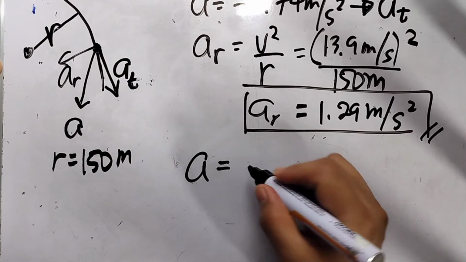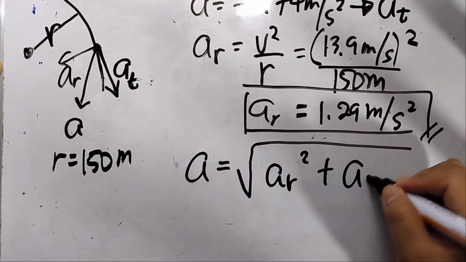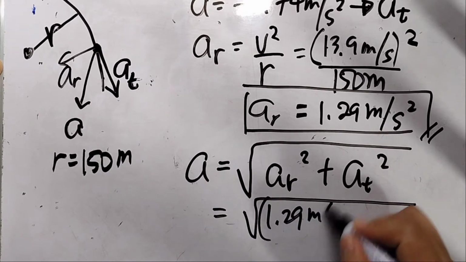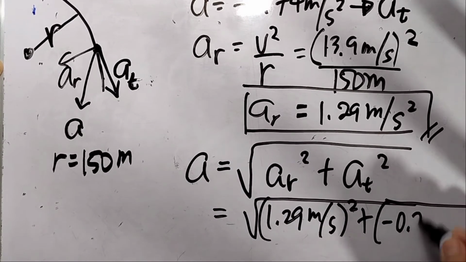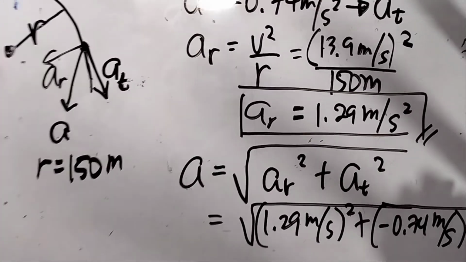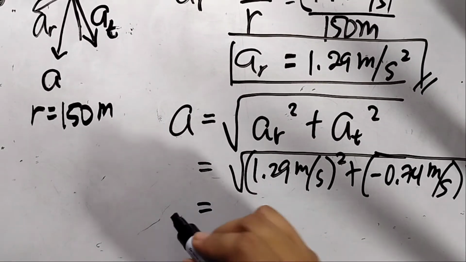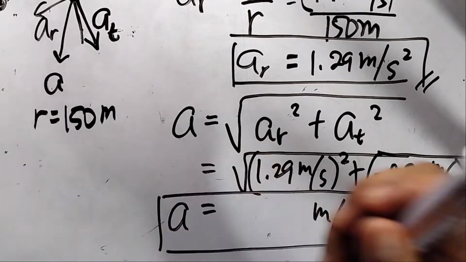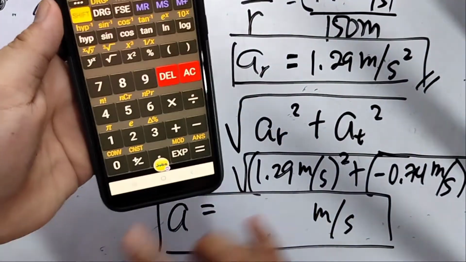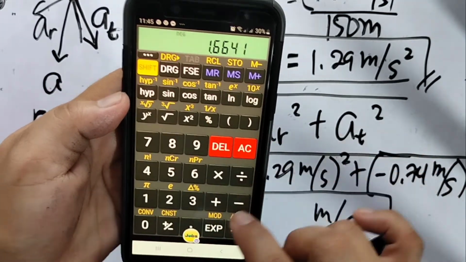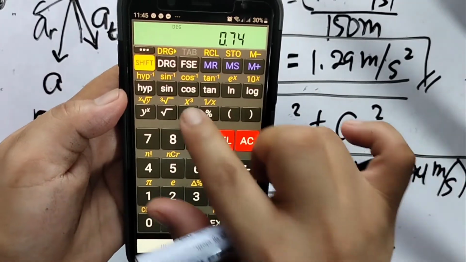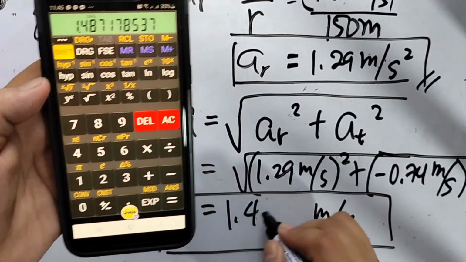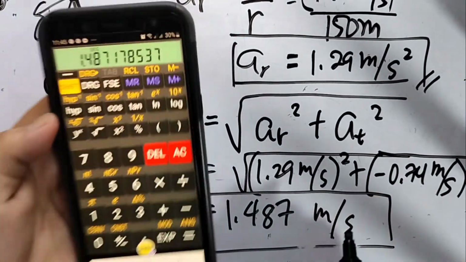But we're looking for the acceleration vector. So it's a combination of the radial and the tangential using the Pythagorean theorem. So the square root of AR squared plus AT squared. Substituting the values for AR and AT, 1.29 squared plus negative 0.74 squared. Using your calculator, that is 1.49 meters per second squared.